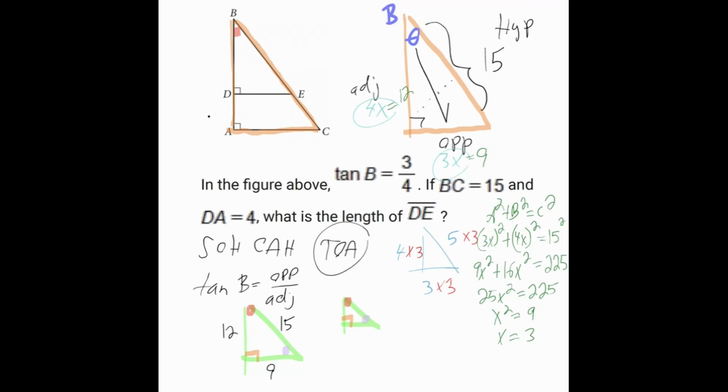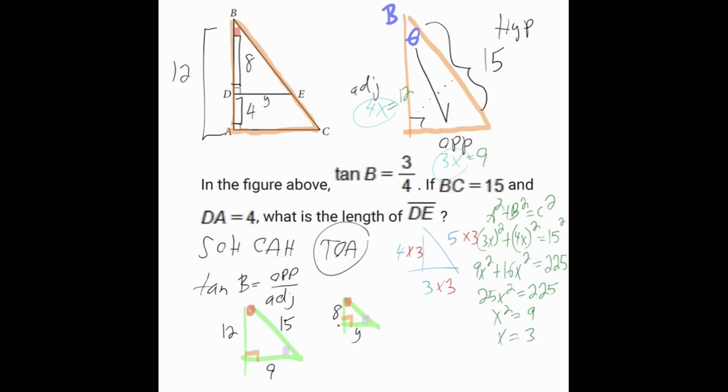Now, the question also told us that DA right here is 4. So this right here is 4. If the whole length is 12, that means BD has to be 8. So we have 8 right there. And now we can solve for DE, which we'll call Y. And that's this piece right here.